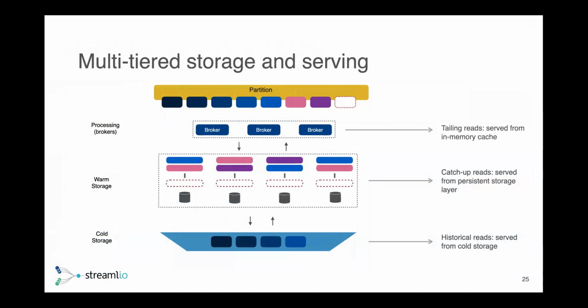So I alluded to it earlier. Let's just look at this visually, what we're talking about. So you have a logical partition on top with multiple segments across each one of those. The brokers will serve those different segments from the warm storage layer. They will have their cache where the data's been written in and also persisted to disk, but you can serve the messages off of there directly.